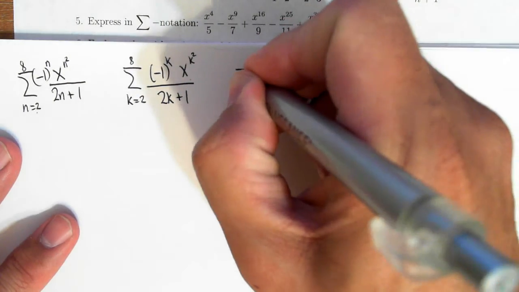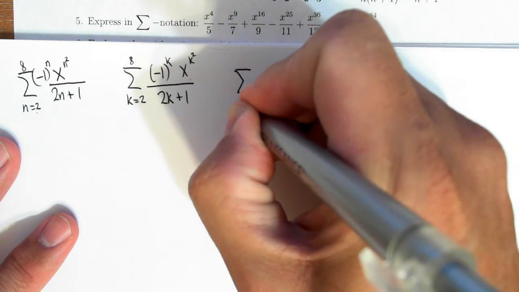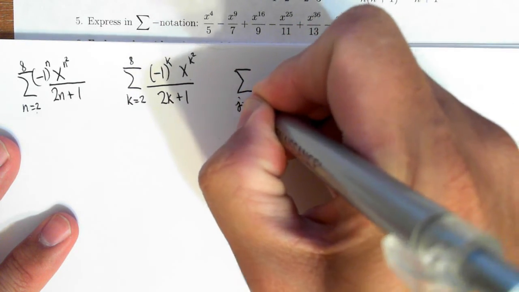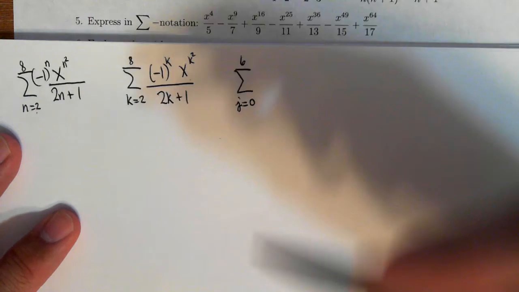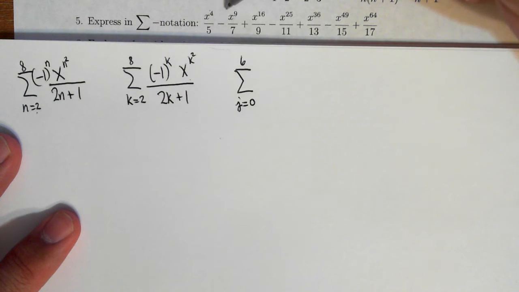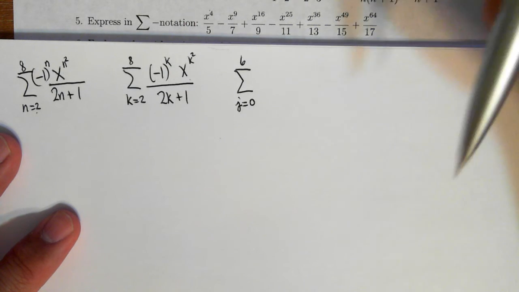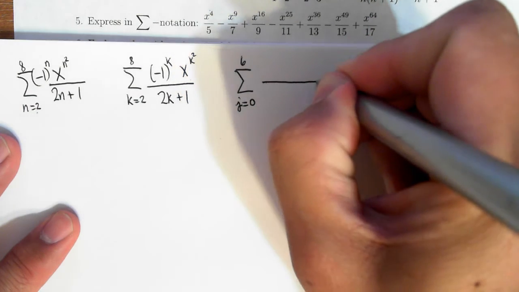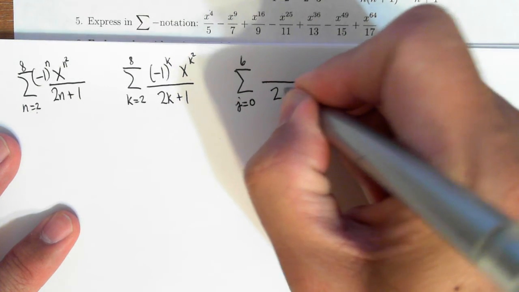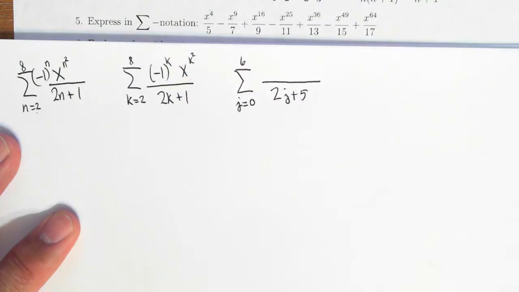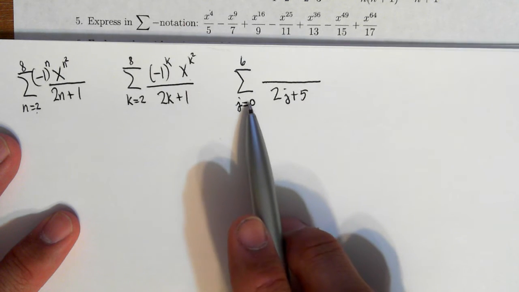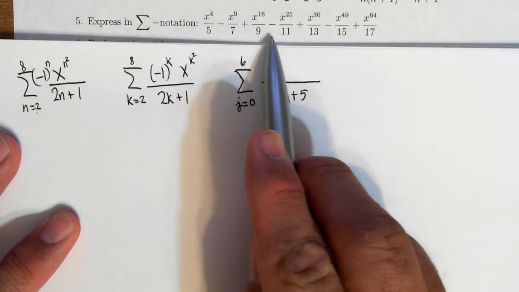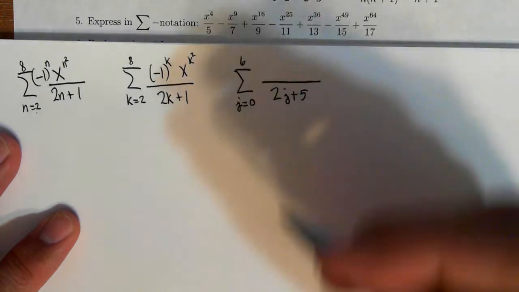Let's do something a little bit different. Let's now try it if I have a sum that starts on 0 this time. Then I would go from 0 to 6. So that would be j equals 0, j equals 1, j equals 2, j equals 3, j equals 4, j equals 5, j equals 6. Then the denominator would now be 2j plus 5. So if j equals 0, I get 5. If j equals 1, I get 7. If j equals 2, I get 9. And that matches the bottoms you see down here.